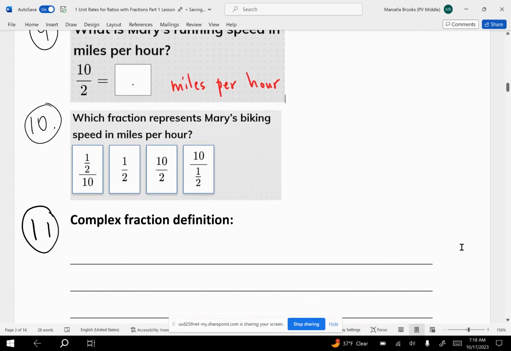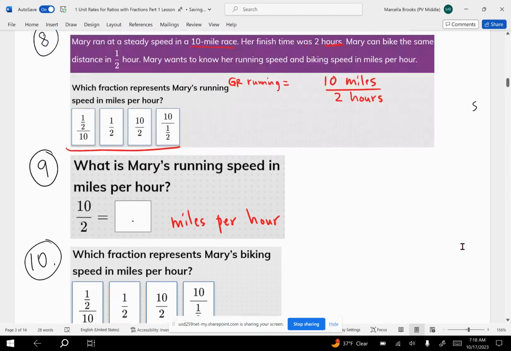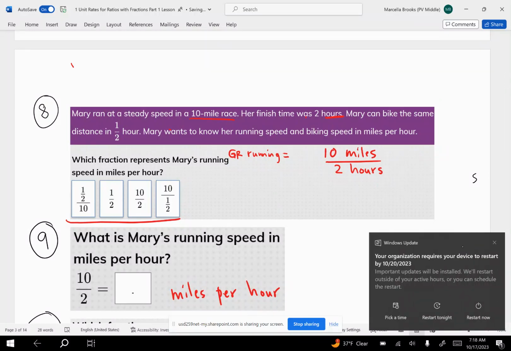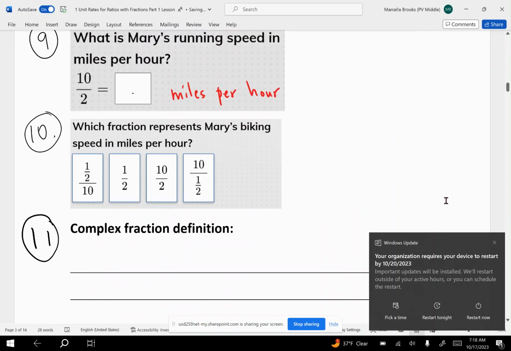And then number 10 says, which fraction represents Mary's biking speed in miles per hour? So her biking speed is the second part. She can bike 10 miles in half an hour. So we're going to write down her given rate biking speed. So given GR biking.